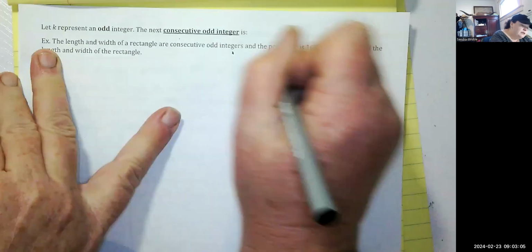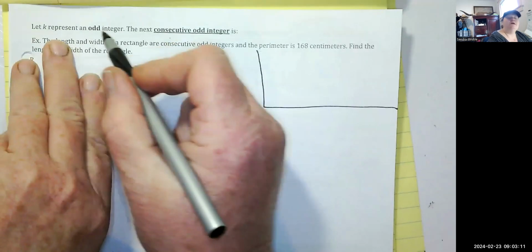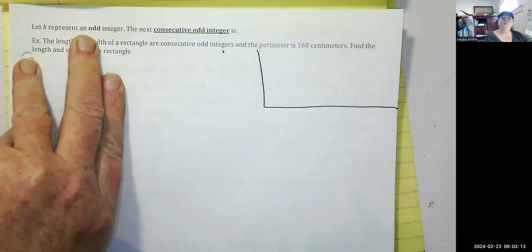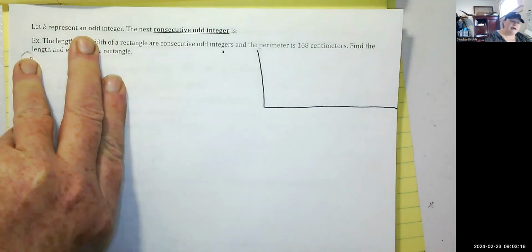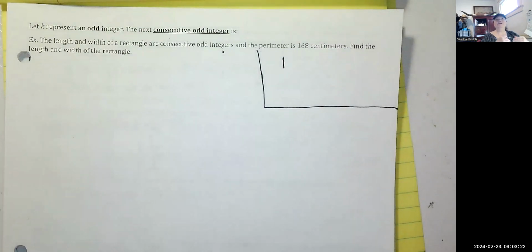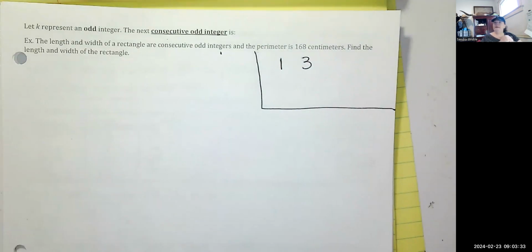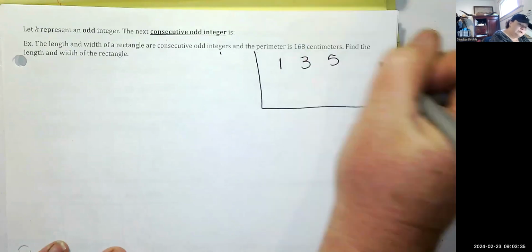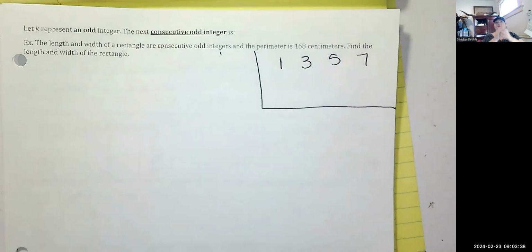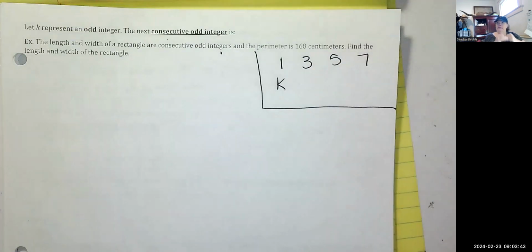I would like to use this space right here for this discussion. Just please bear with me. So if k is an odd integer, well, the number 1 is an odd integer, so I'm going to use 1 as an odd integer. So what is the next consecutive odd integer? 2 is even, not that one. So it has to be 3. Okay, 1, 3, and then what's the next one? 5. What's the next one? 7. Okay, great. So let's go with k this time, k be an odd integer.